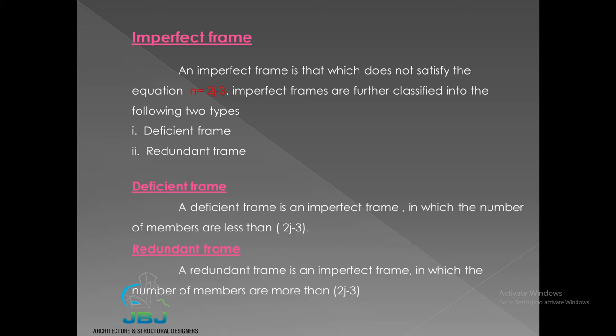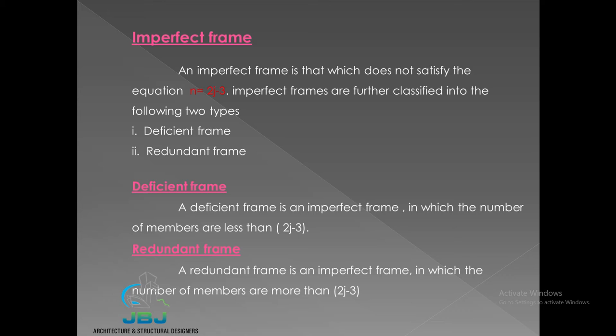So nothing is very simple. What is a deficient frame? A deficient frame is an imperfect frame in which the number of members is less than 2j minus 3. Okay, n is less than 2j minus 3, that is a deficient frame. A redundant frame is an imperfect frame in which the number of members is more than 2j minus 3. If n is greater than 2j minus 3, that is a redundant frame.